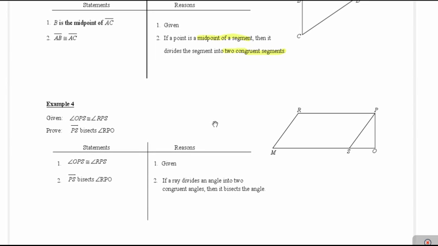Check your answer to example 4. Statement number 1 should be your given: angle OPS is congruent to angle RPS. Then you can go straight to your conclusion and say that ray PS bisects angle RPO, because if a ray divides an angle into two congruent angles, then it bisects the angle. Notice I started with the two congruent angles and then I ended with it bisects the angle.